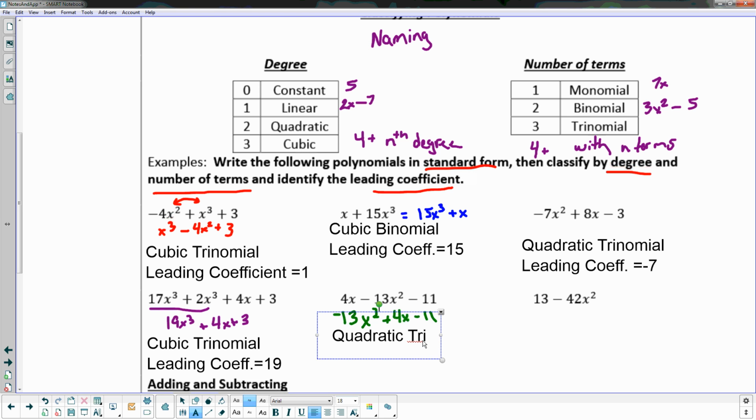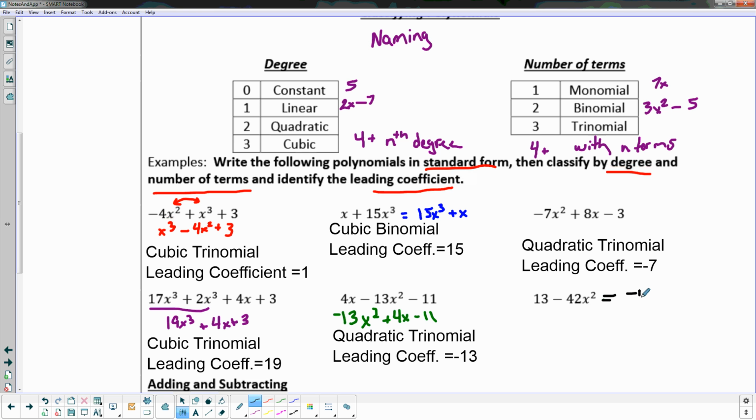Quadratic trinomial, leading coefficient is negative 13. Okay. The last one here, again, it needs to be reordered. I need it to be negative 42x squared plus 13.